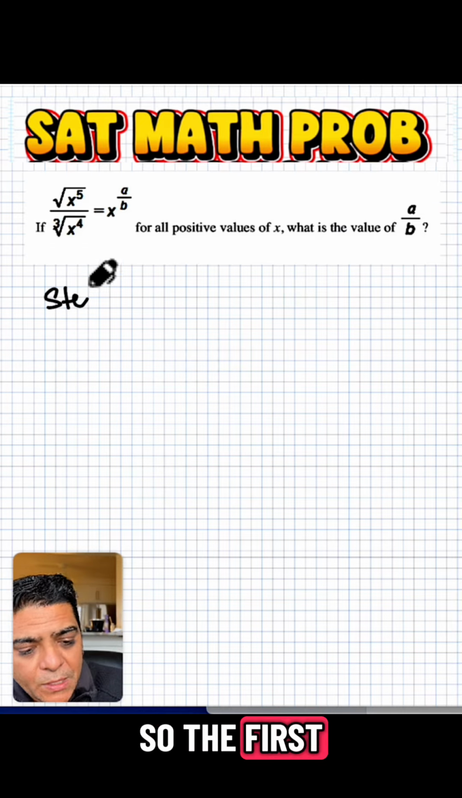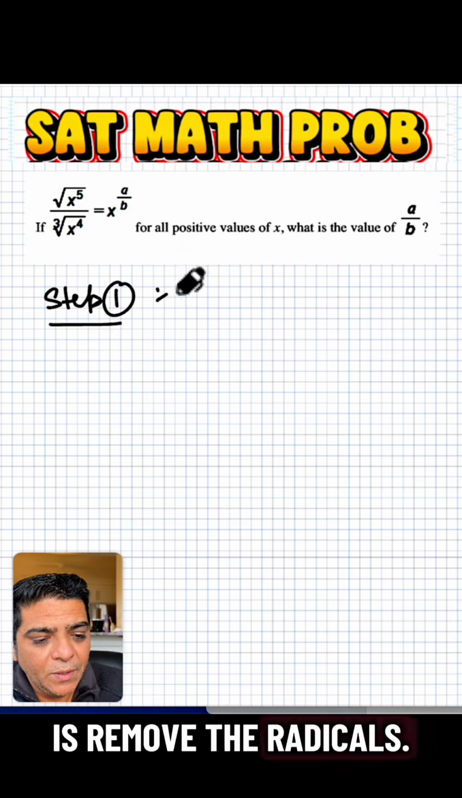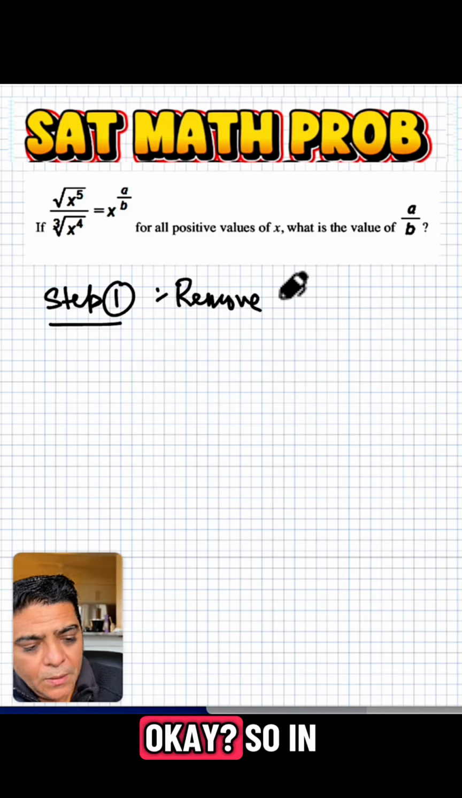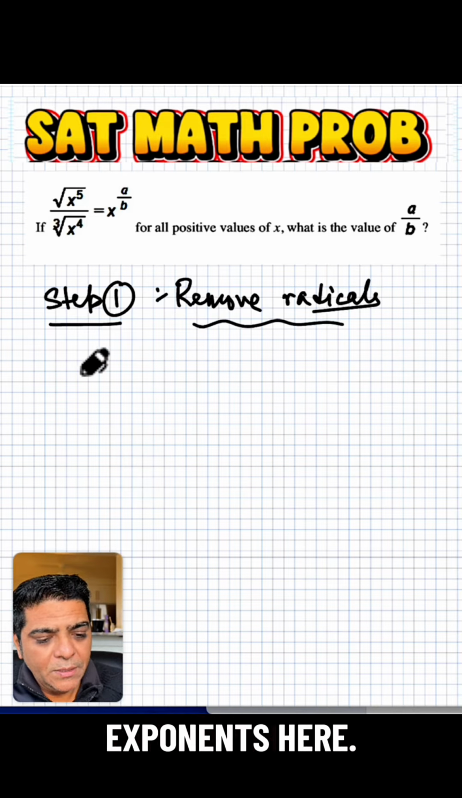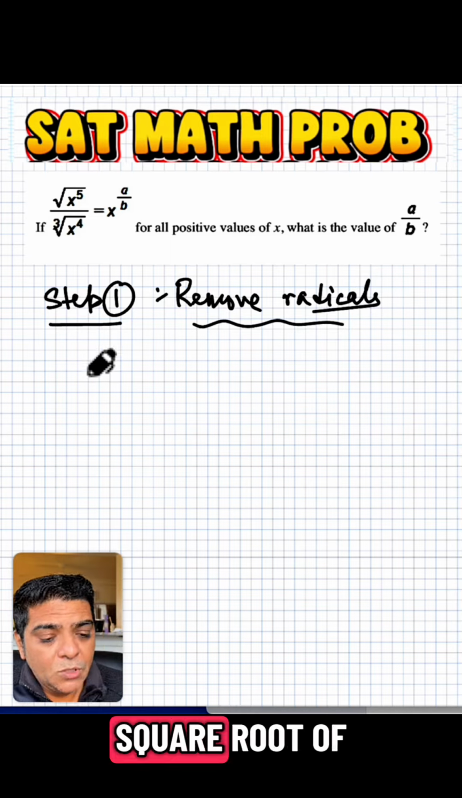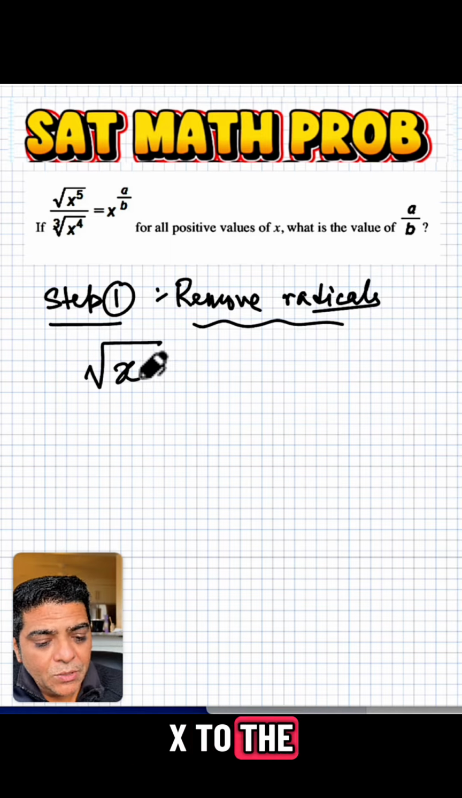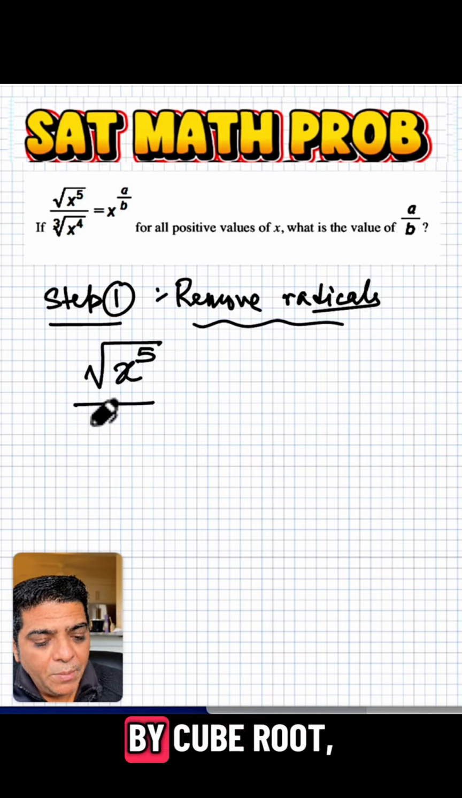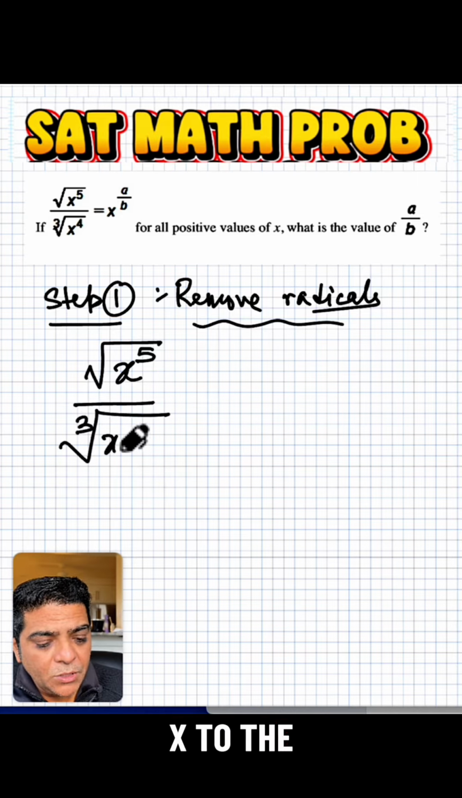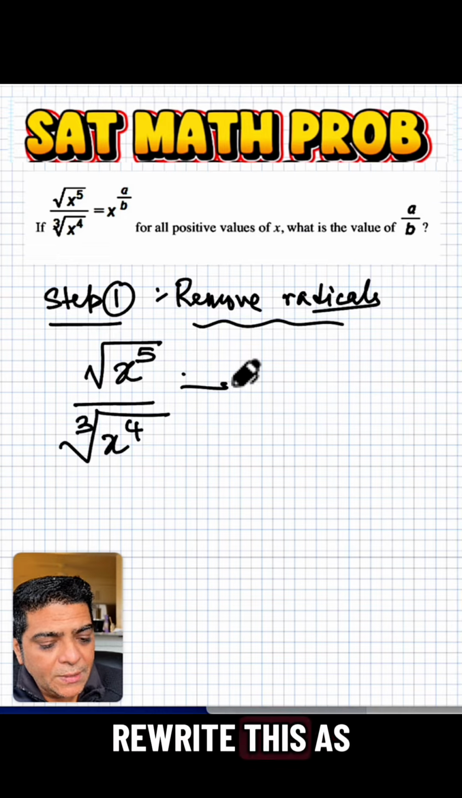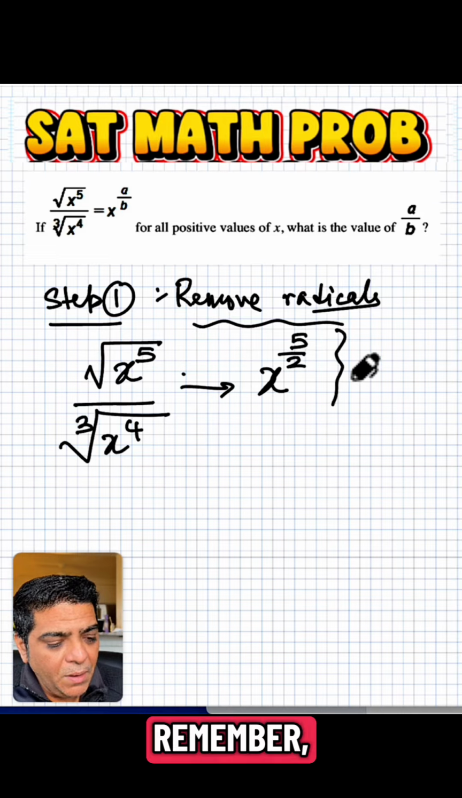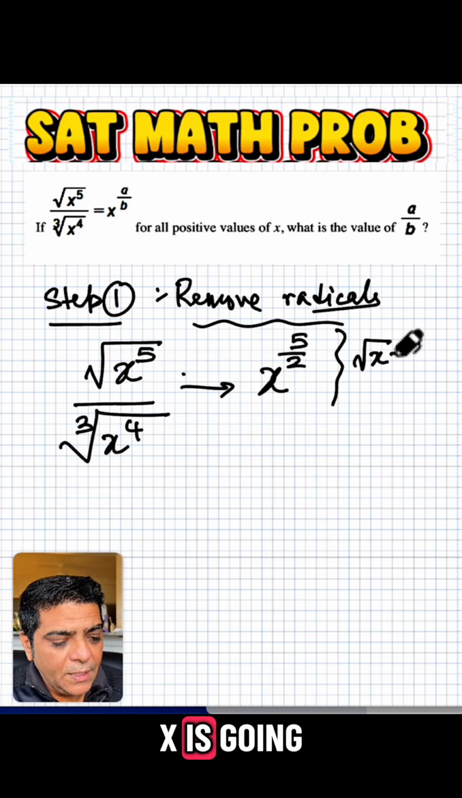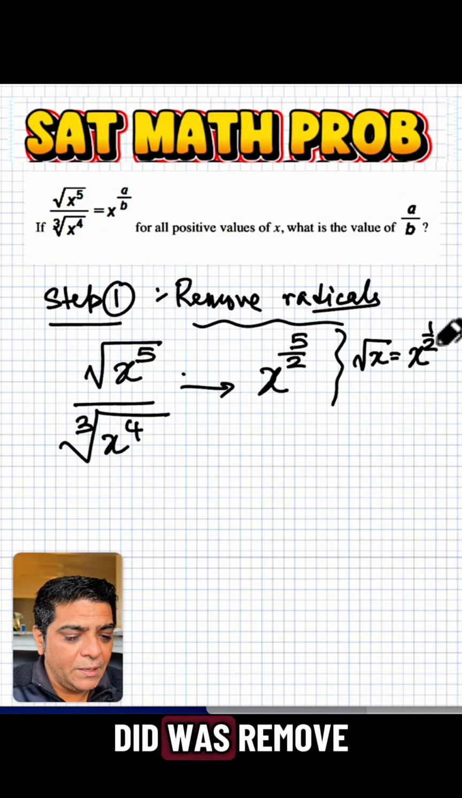So the first step that we're going to do is remove the radicals. In order to do that, I'm just going to write my exponents here. So we have square root of x to the fifth power divided by cube root of x to the fourth power. So I'm going to rewrite this as x to the fifth power divided by 2, because if you remember, square root of x, when you remove the radical, is x to the power of 1/2. So all I did was remove the radical.